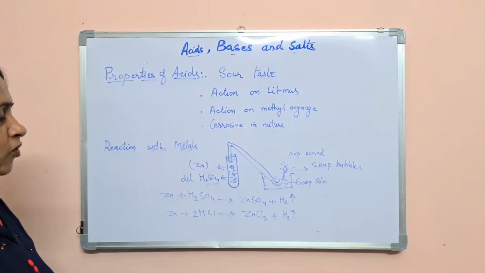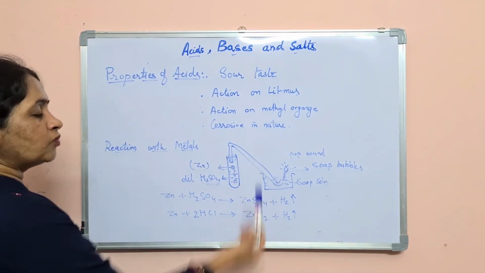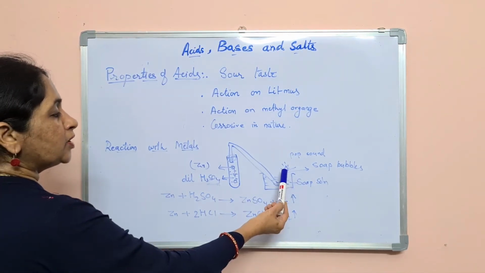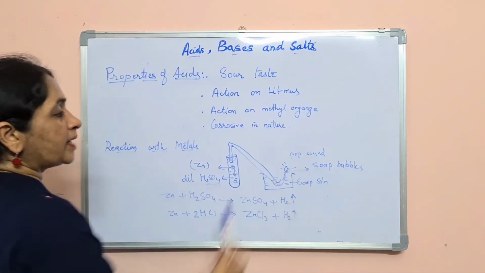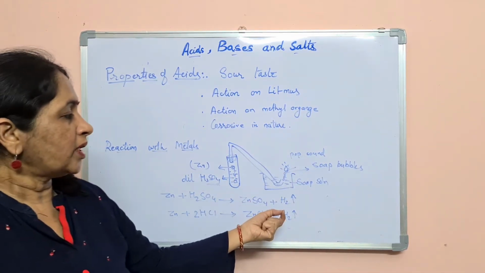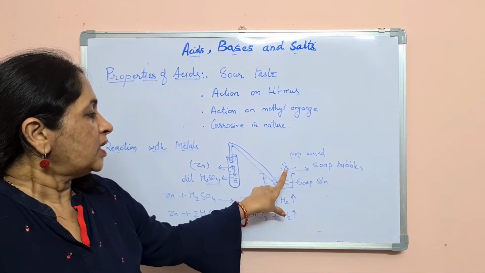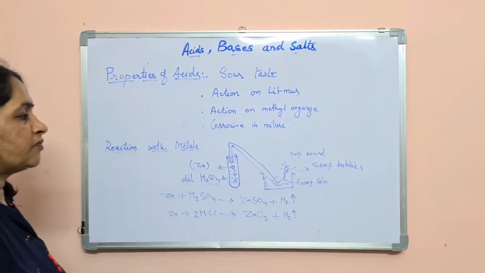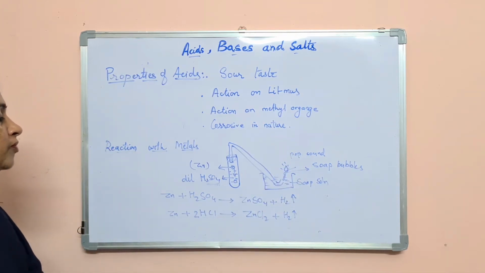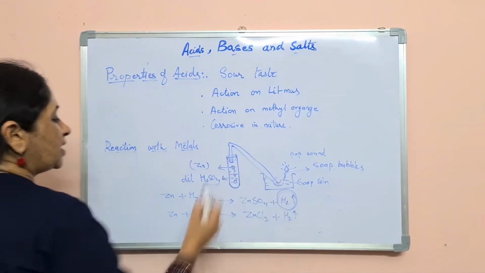In order to check which gas is evolved, we can bring a lighted matchstick or candle near the soap bubble. The soap bubble burns with a pop sound. This proves that the evolved gas is hydrogen gas.